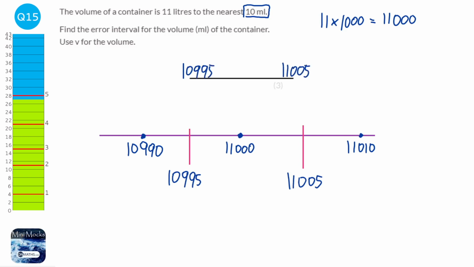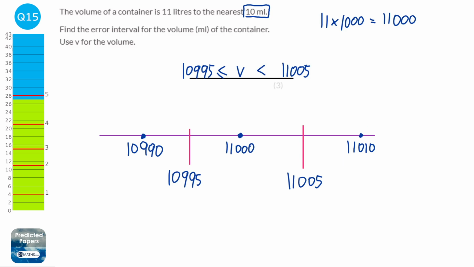And we just need to say that V can be anything above 10,995 and including that, and it can be anything below 11,005, but it can't include that, because if it did, if it was 11,005, it would have rounded up to 11,010.